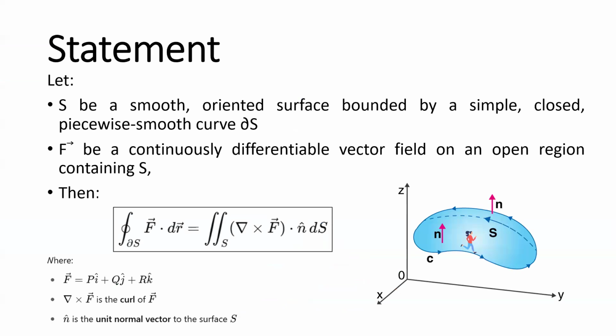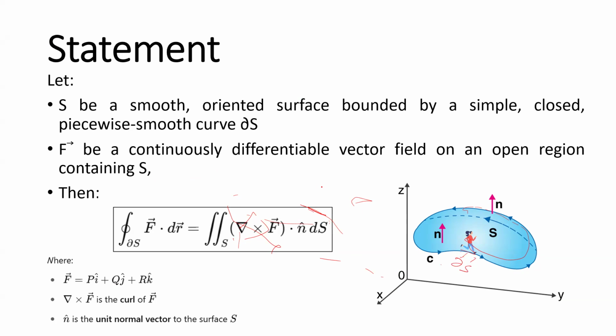So what is the statement? Let S be a smooth oriented surface bounded by a simple closed piecewise smooth curve del S. This figure is the one we are talking about: S is a smooth oriented surface bounded by a simple piecewise smooth curve del S.